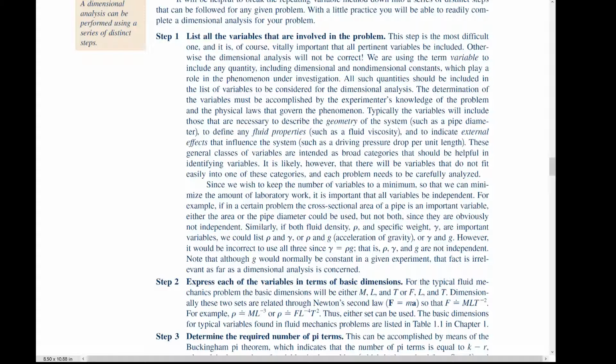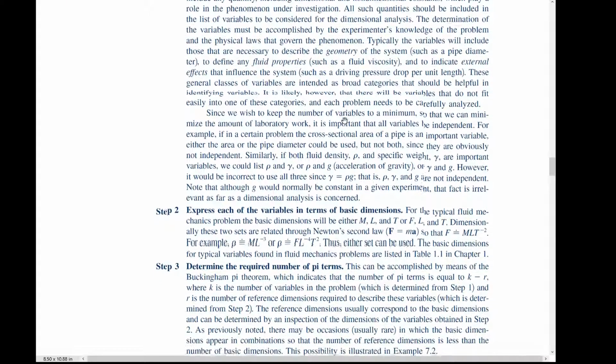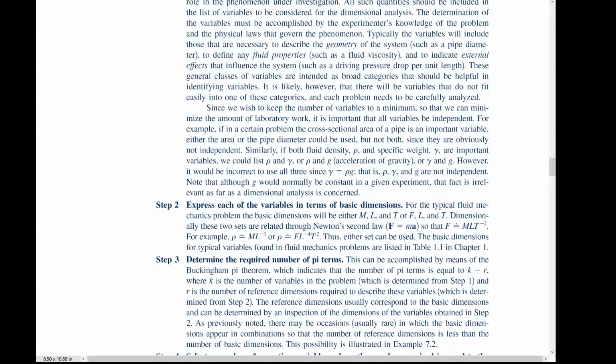We're using the term variable to include any quantity, including dimensional and non-dimensional constants, which play a role in the phenomenon under investigation. All such quantities should be included in the list of variables to be considered for the dimensional analysis. The determination of the variables must be accomplished by the experimenter's knowledge of the problem, and the physical laws that govern the phenomenon. Typically, the variables will include those that are necessary to describe the geometry of the system, such as a pipe diameter, to define any fluid properties, such as fluid viscosity, and to indicate external effects that influence the system, such as a driving pressure drop per unit length.